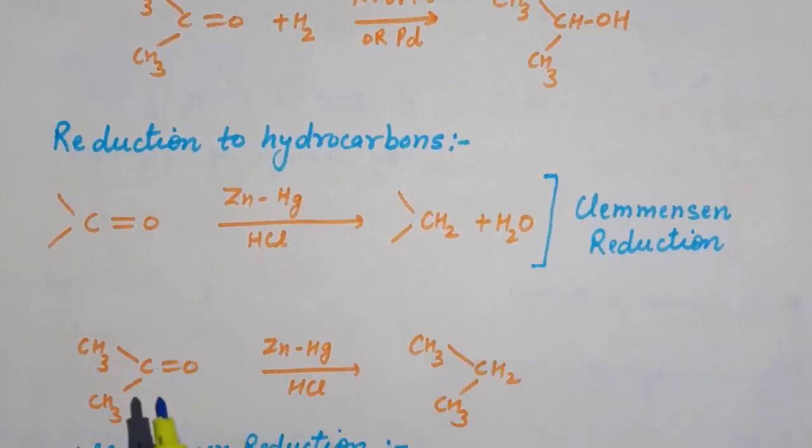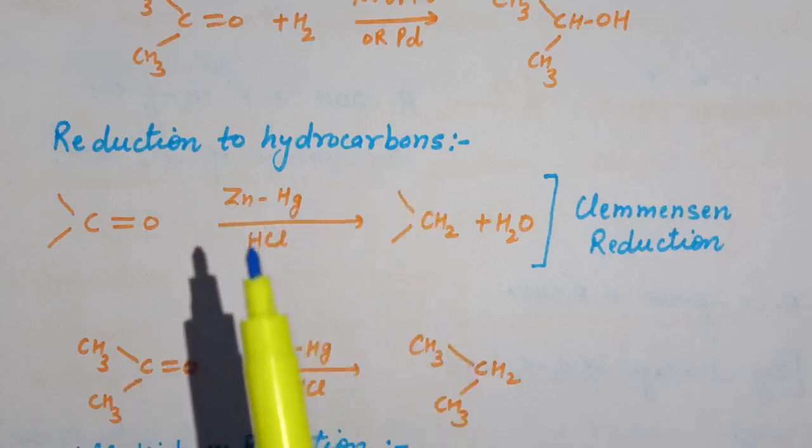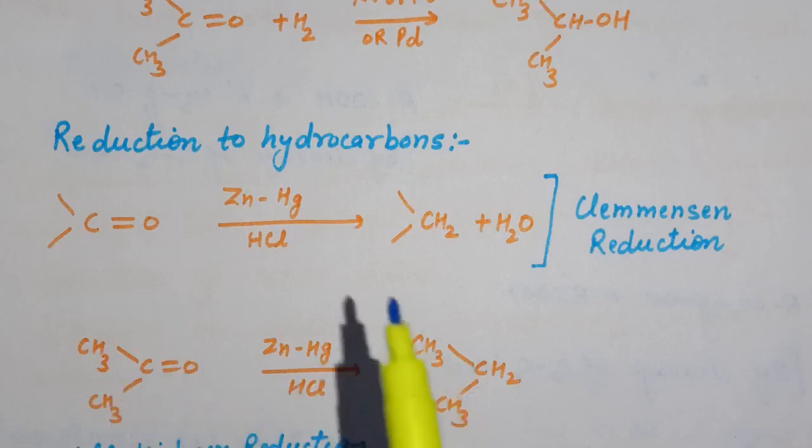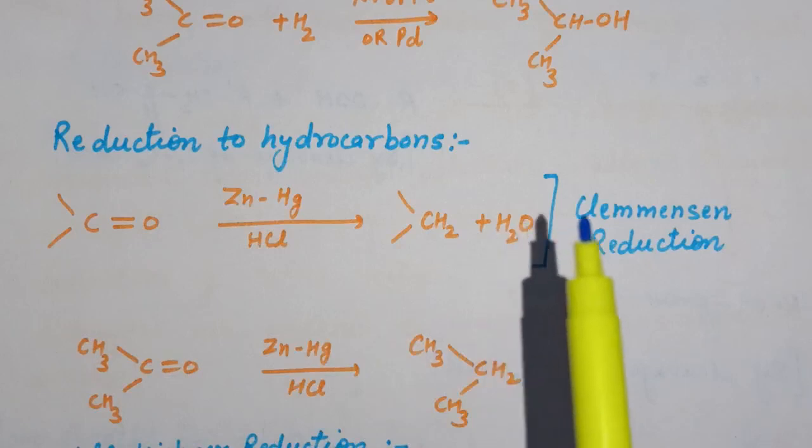Reaction of acetone in presence of zinc amalgam in dilute HCl. So this C double bond O, this carbonyl group, converts to CH2. So whenever we want to convert carbonyl compounds to hydrocarbon, in presence of zinc amalgam in dilute HCl, this carbonyl group converts to CH2. So here propanone is converted to propane, and this reaction is Clemmensen reduction reaction.